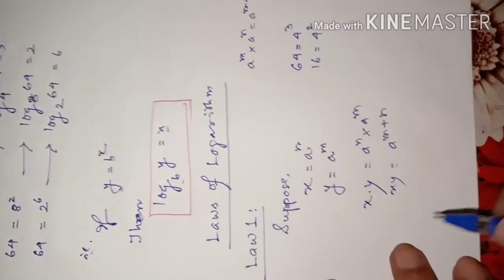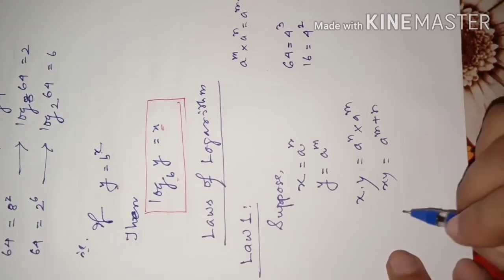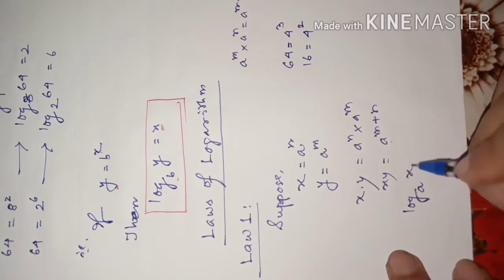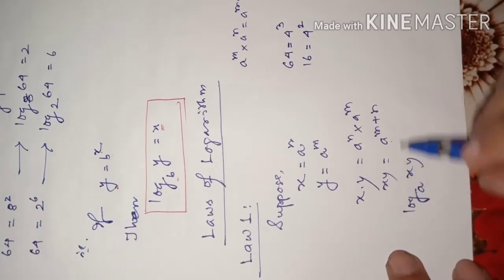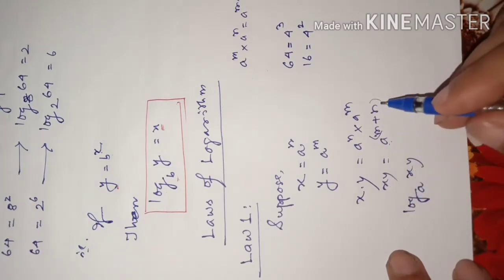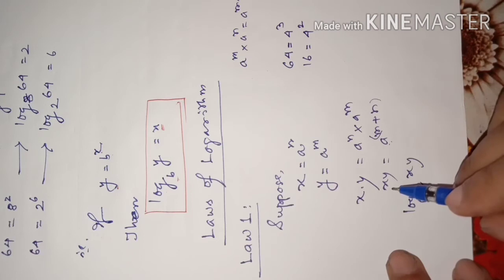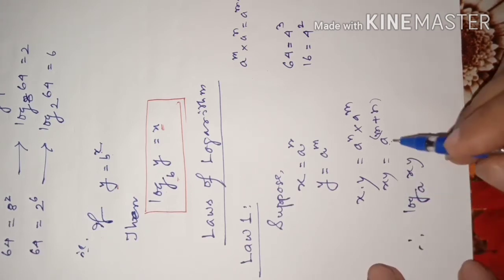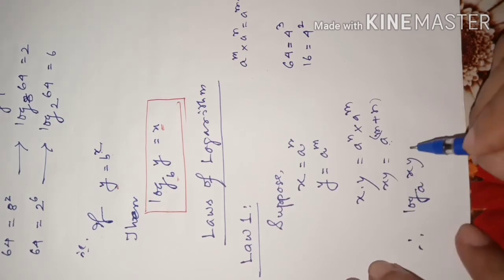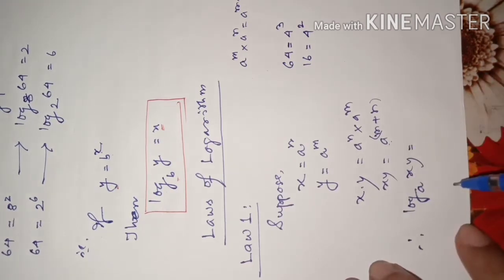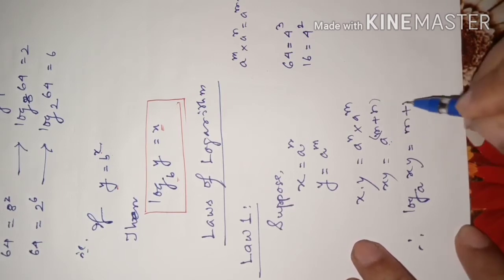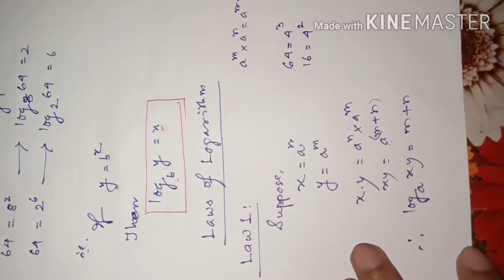Now when I express it by using logarithm, log to the base a, because here the base is a, of xy, because a when raised to the power of m plus n gives us xy. Therefore log to the base a of xy is equal to what? What is the exponent? m plus n. Are you understanding?